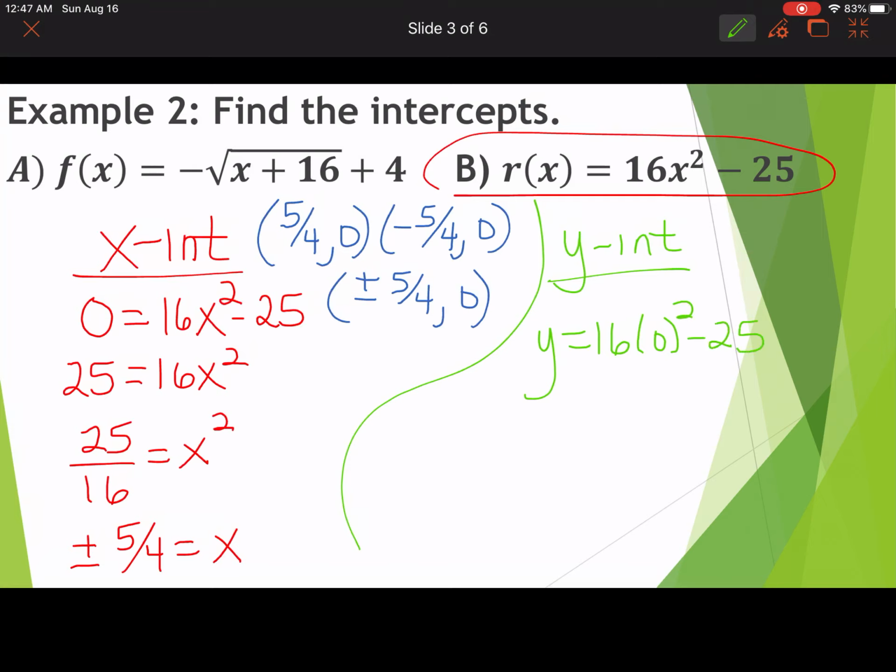So my x-intercepts are, and you can write it as one ordered pair. You don't have to separate it into two. So you could also just say plus and minus 5/4. So that is my x-intercept.